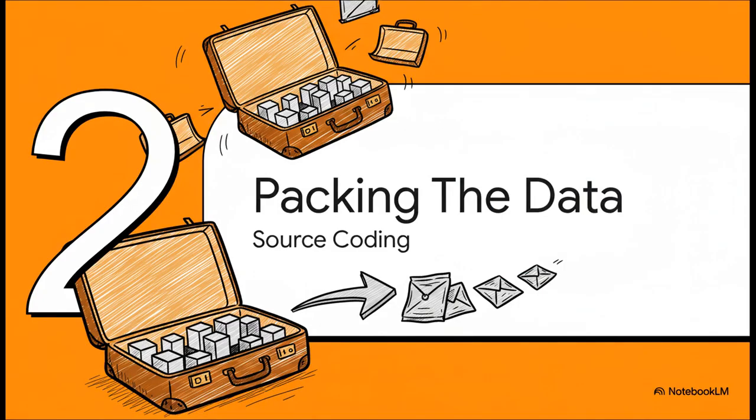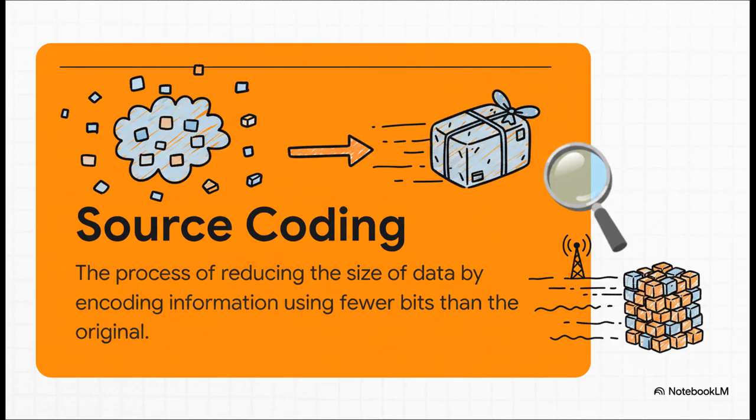Okay, our first big stop on the map is packing the data. Before our message can even think about leaving, it has to be packed up efficiently. I mean, you wouldn't take a giant, half-empty suitcase on a flight, right? Well, the exact same idea applies to our data. Now, the official term for this is source coding, but you know it by a much more common name, data compression. The goal here is really simple. How can we say the same thing but with fewer bits? It's all about making our data package as small and as lightweight as possible so it can travel fast.